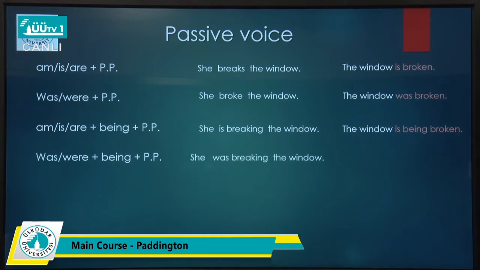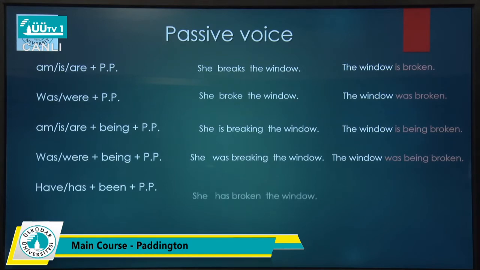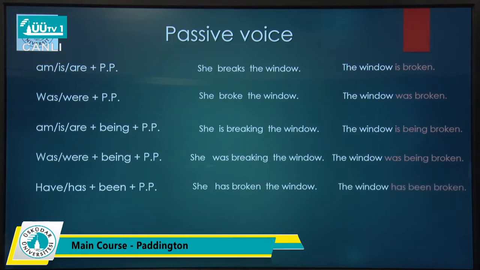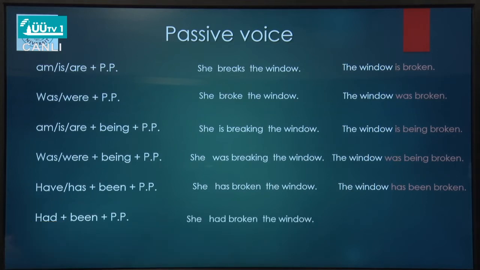So she was breaking the window changes to the window was being broken. If it is present perfect, have or has plus been plus past participle. She has broken the window turns to the window has been broken. And for past perfect, consequently, had plus been plus past participle. So she had broken the window changes to the window had been broken.